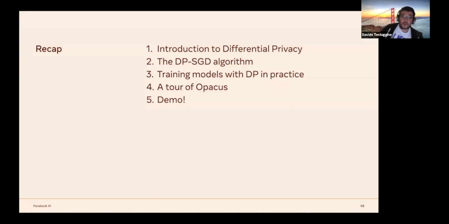To recap, this is the same as the agenda. We had a quick intro on DP. We saw the DPSGD algorithm. We saw some tips and tricks and caveats on training models with DP in practice. We had a tour of the Opacus API, and we spent some time on Colab training a differentially private CIFAR10 model from a model pre-trained on ImageNet.